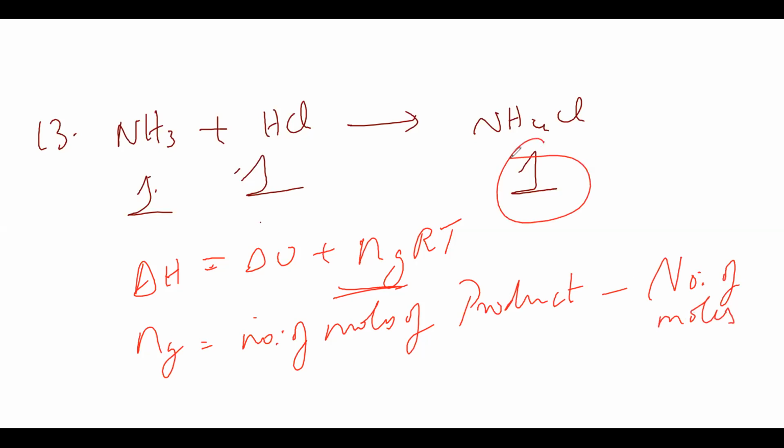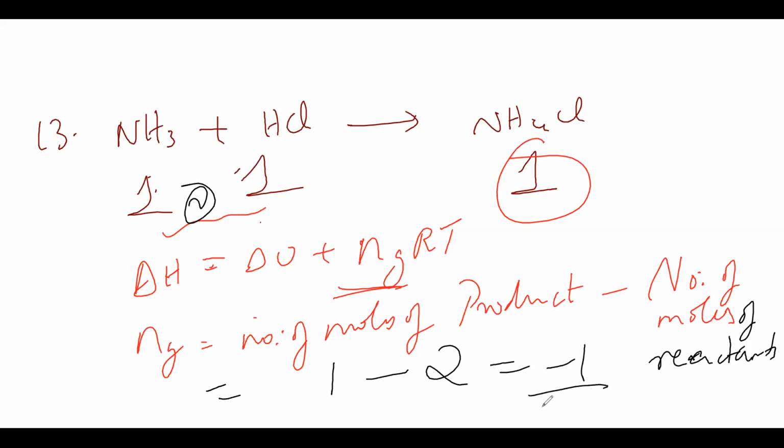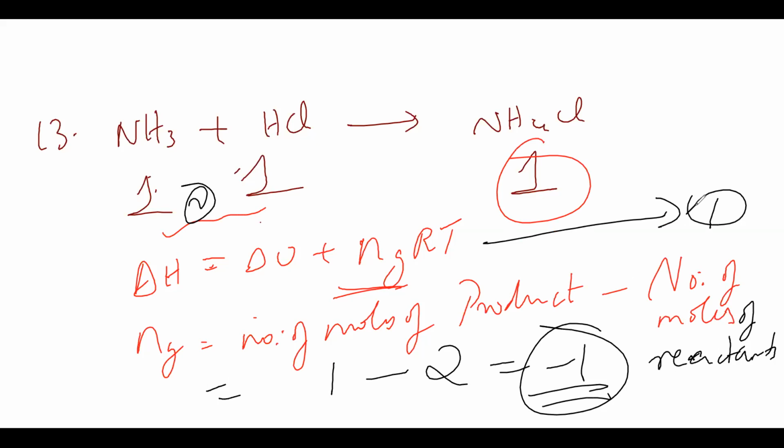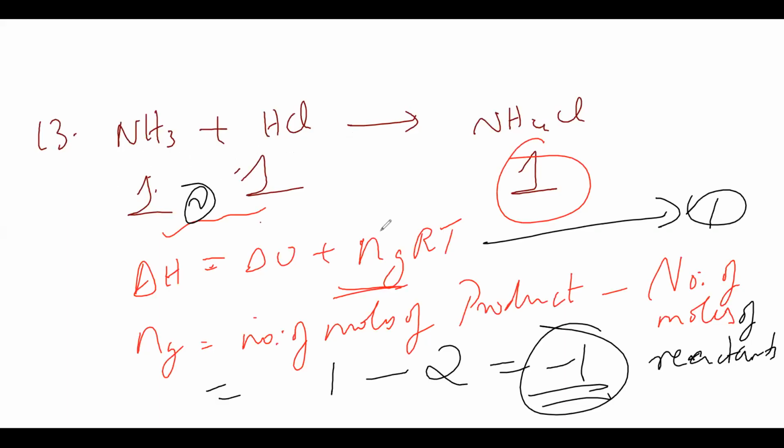Products, how many moles are there? 1. Reactants, how many moles are there? 2. Product is 1, 1 minus 2. What is the answer? Minus 1. If you know this, substitute this value where? Here, in equation 1. So delta H is equal to delta U minus RT, because Ng is minus 1.